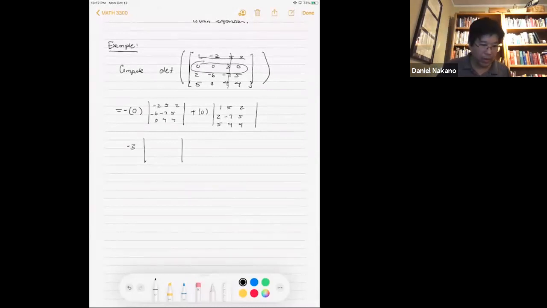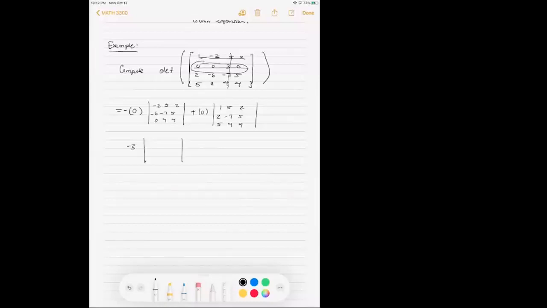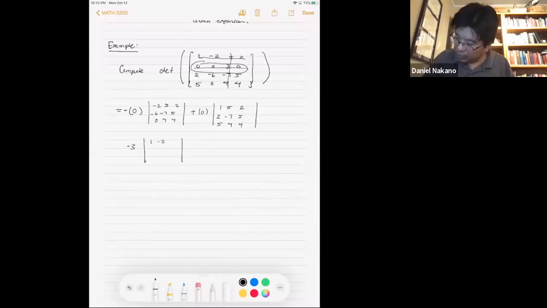So what do I get? I get 0, 0, 0. Is that right? Yeah, I guess I am going to get 0, 0, 0. Oh, no, I'm sorry. I took out the wrong one. I'm going to take out that instead. Sorry. Okay, so I get 1 minus 2, 2. And I get 2 minus 6, 5.